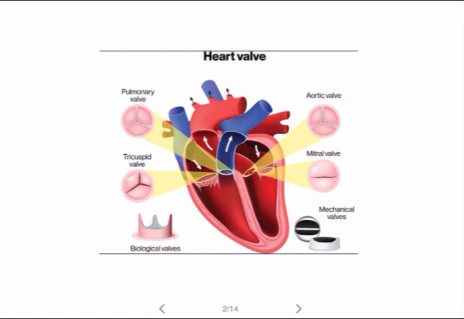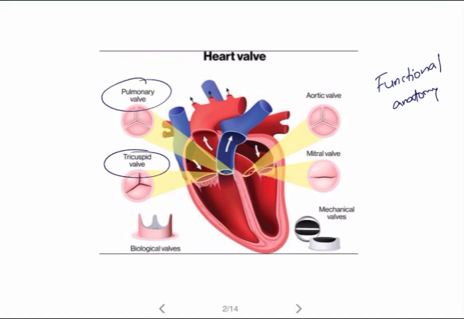Starting with the topic, heart valves. Valvular heart disease means that we should know the functional anatomy of heart valves. Functional anatomy means that we are not going into deep aspects of the valves here. The valves are the pulmonary valve, tricuspid valve, aortic valve, and mitral valve. So mostly the confusing part of this is tricuspid valve and mitral valve.